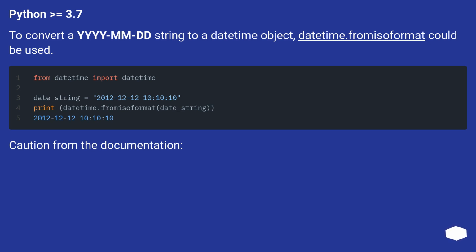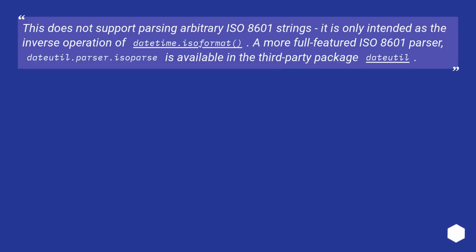Caution from the documentation: this does not support parsing arbitrary ISO 8601 strings, it is only intended as the inverse operation of datetime.isoformat. A more full-featured ISO 8601 parser, dateutil.parser.isoparse, is available in the third-party package dateutil. datetime.